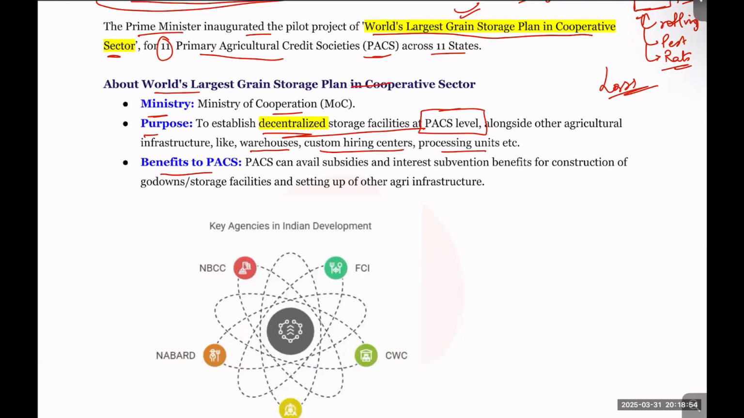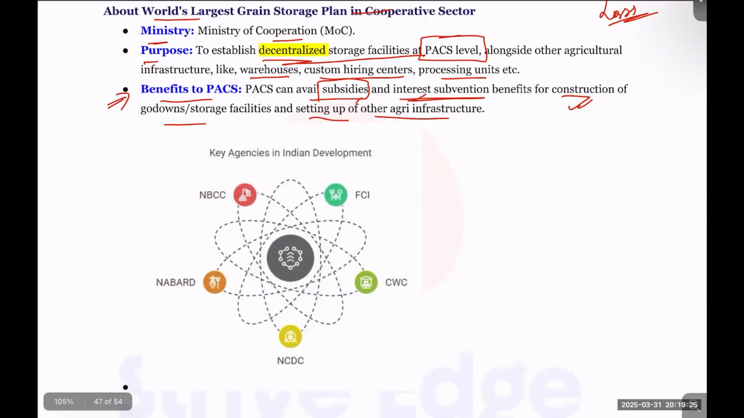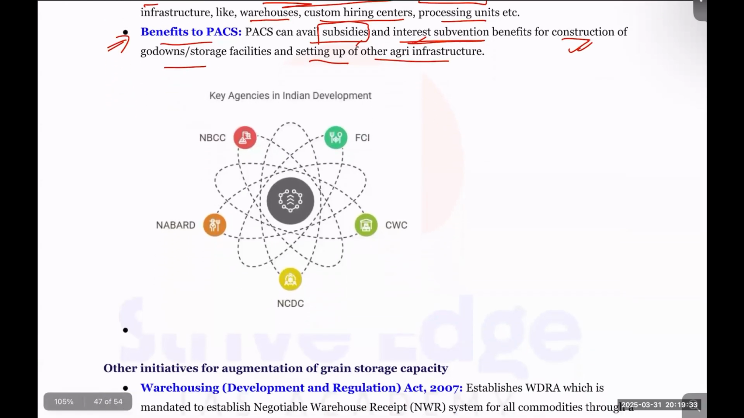What will be the benefits to the PACs? They can avail subsidies and interest subvention for construction of grain godown facilities and setting up of other agriculture infrastructure. So in order to construct this storage infrastructure, they can claim subsidies as well as interest subsidies. This is the benefit that PACs will be getting from the government of India. And what will the government get? The government will get a very big storage infrastructure which it can utilize for storing its grain output.